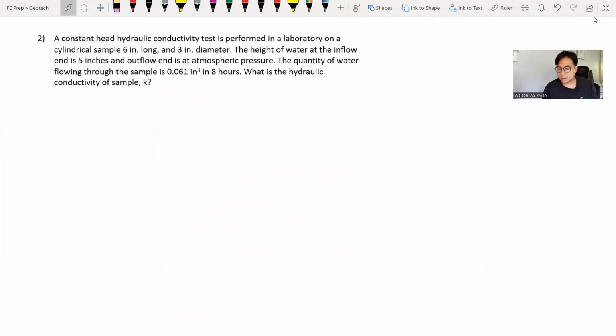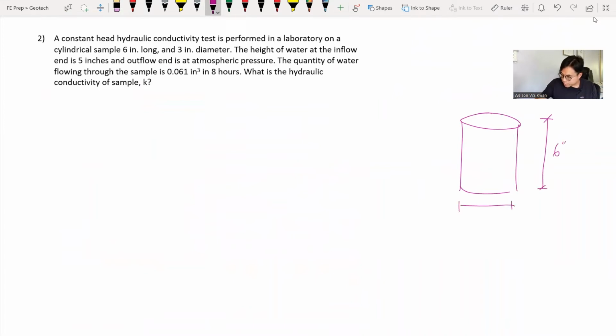Okay, question number 2 is also a constant head test setting. This time we have a cylindrical specimen 6 inches long, with a diameter of 3 inches. And again, it's a constant head test setup. So we have a reservoir here with a lot of water, and the reservoir is connected to our soil specimen again. It connects to the bottom and then comes out from the top.